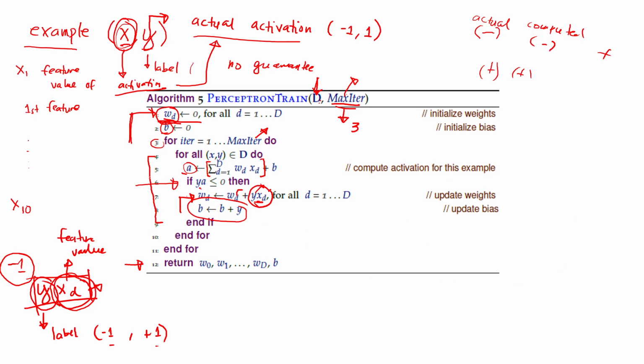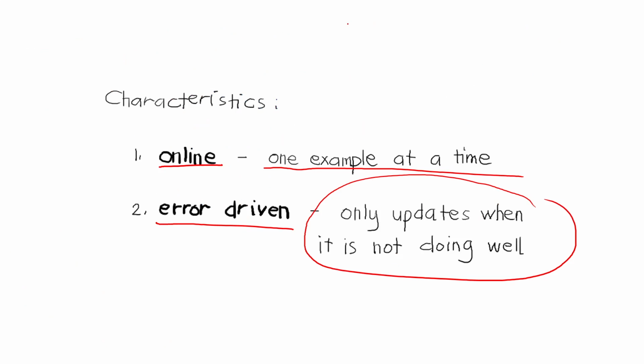So the parameters in the perceptron algorithm are the weights. So let's just put it here. So the parameters are the weights for each feature. Again, the weights determine how that specific feature influences the decision, either towards the negative activation or the positive activation. And the second parameter is the bias.